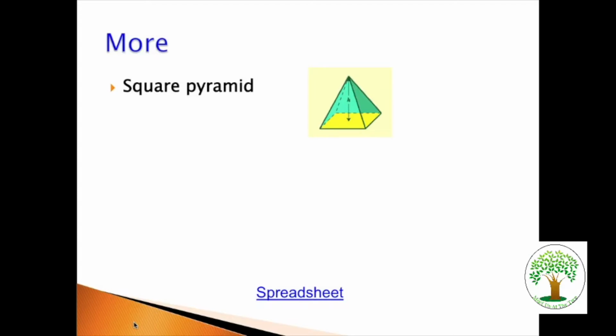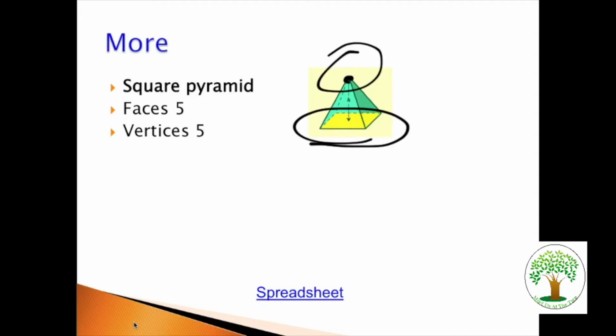We can have lots of different shaped pyramids. I've got 5 faces. Are you with me so far? 5 faces because we have 4 triangles all the way around and 1 at the base. 5 vertices, 4 at the base and 1 at the top. So how many edges is it going to have? 8. Add them together and subtract 2. Yes.